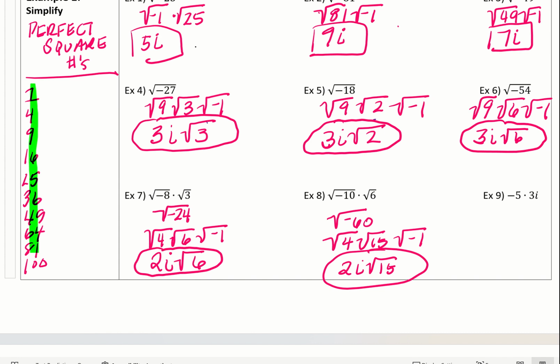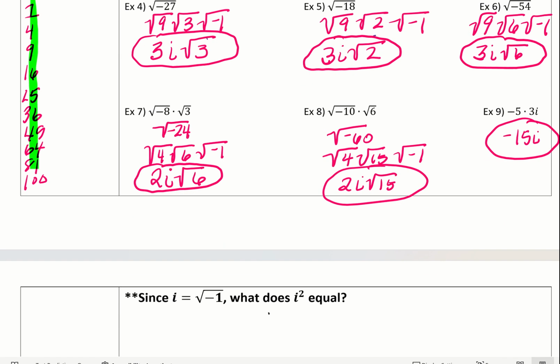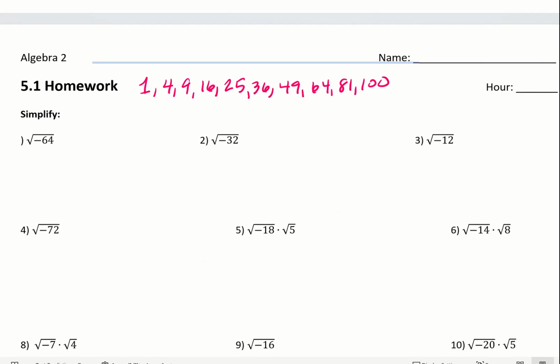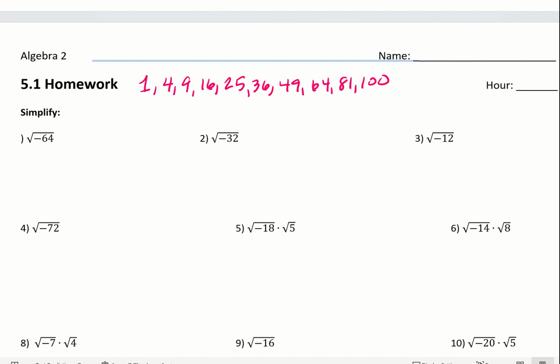And then the last one is just negative 5 times 3i, which is just negative 15i. That's it. Now, you guys do have some problems like this down here. And I did put that list of perfect squares at the top of mine. Look for some larger ones to divide into some of these, so it won't always just be 4 or 9.